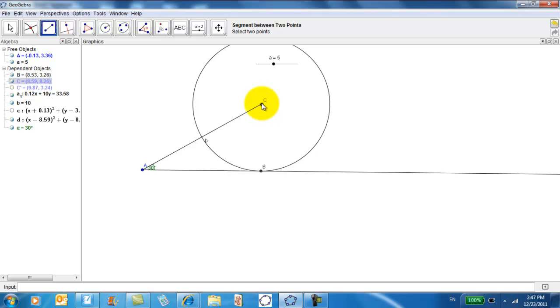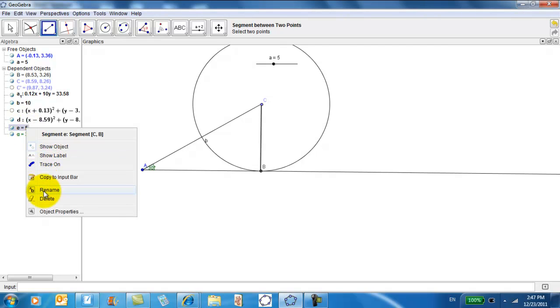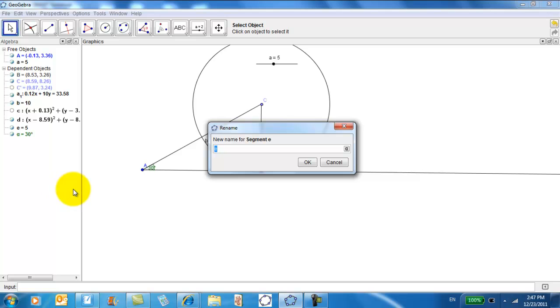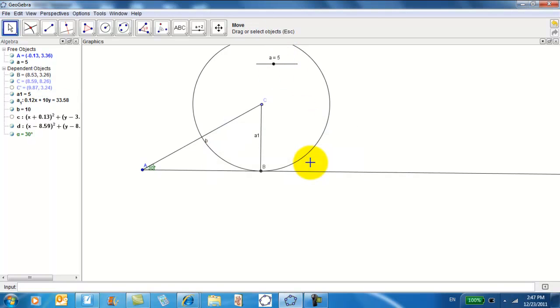And when we connect these two to make our final side here, this is going to be side A, but it calls it side E. I'm going to rename this, we'll call this A1, just so we're not confused with the A that we have over here. Now A1 should equal 5. It's supposed to equal 5. That's what the slider is right now. But I want to show you that we might come up with some other sides.